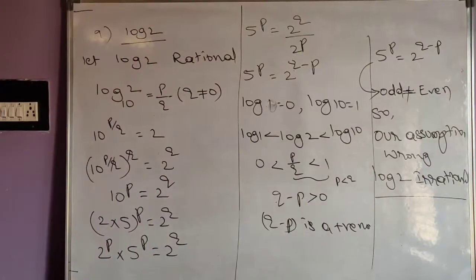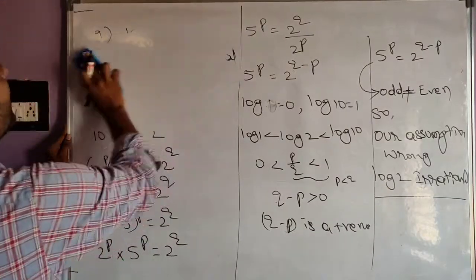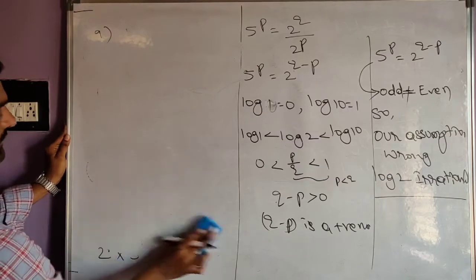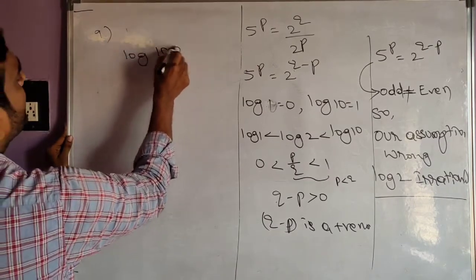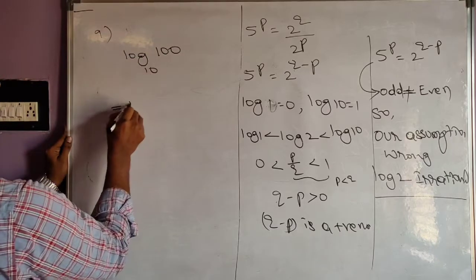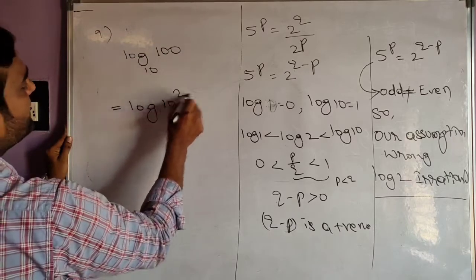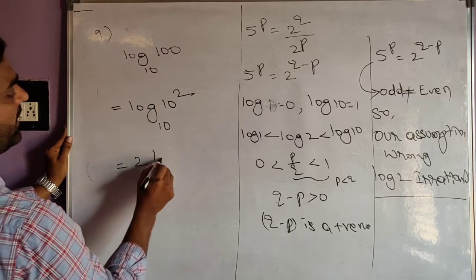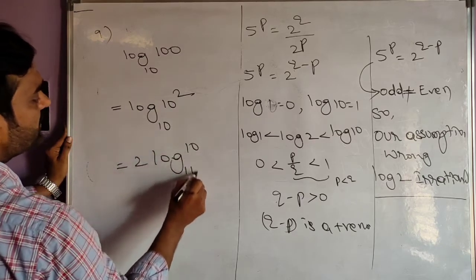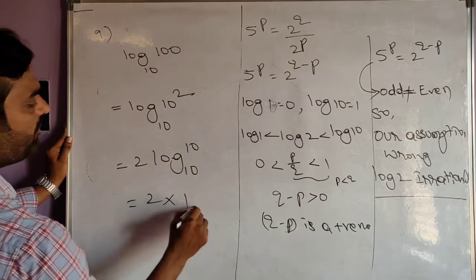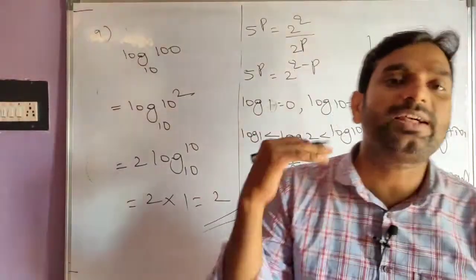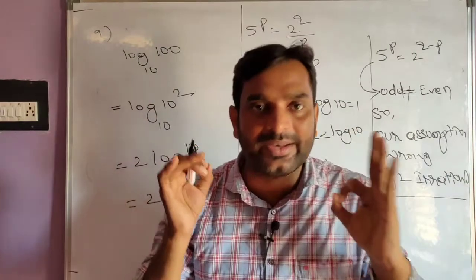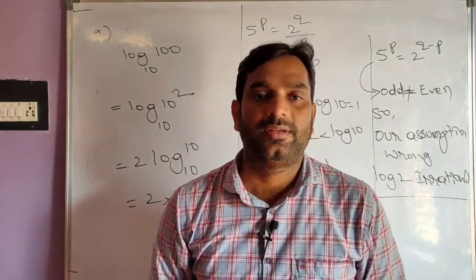Next one given: log 100, rational or irrational? Very simple. Log 100 base 10 can be written as log 10 square base 10, which is 2 into log 10 base 10, which is 1. So we got 2. Now tell me, is 2 rational or irrational? Absolutely a rational number only.